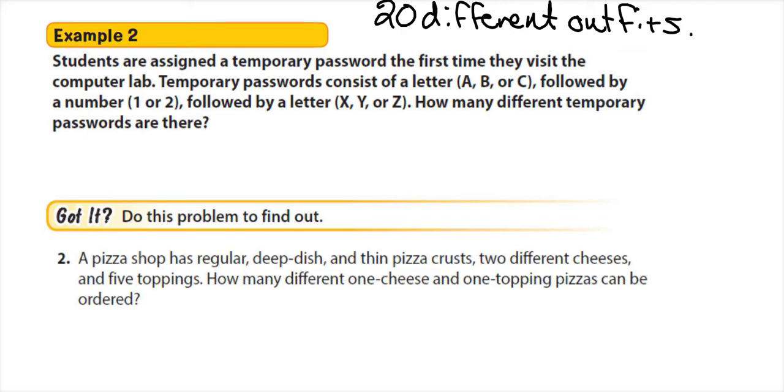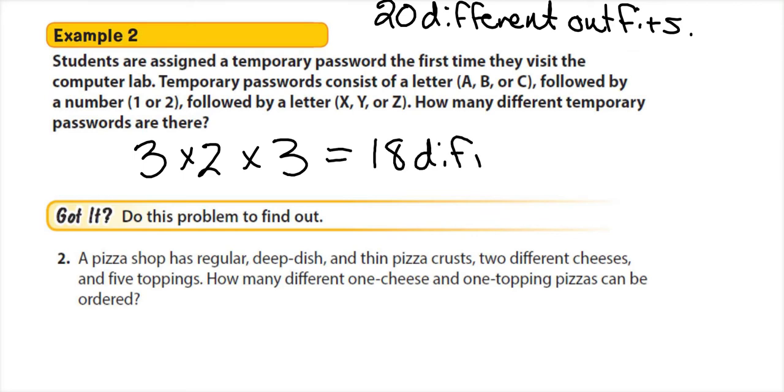Okay, so let's try it a little bit easier this time. So we know that there are 3 letters at the beginning, so we'd have 3. Then we have a choice of 2 numbers, so that would be times 2. And then we have another set of 3 letters, so that would be times 3. All right, so we have 3 times 2, which would be 6. 6 times 3, which would be 18. So altogether we have 18 different passwords.